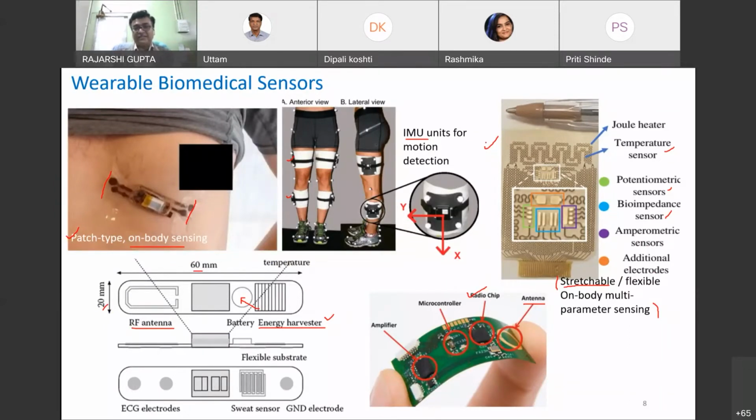Hello, sir. Yes. Yes. Can you elaborate on EEG signals as well along with ECG?